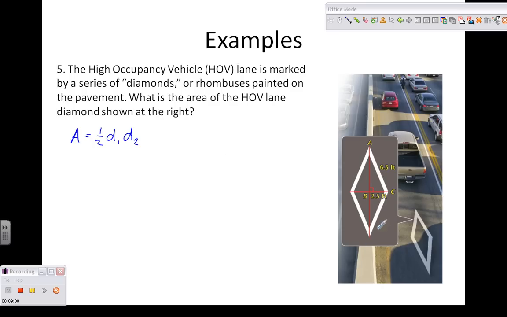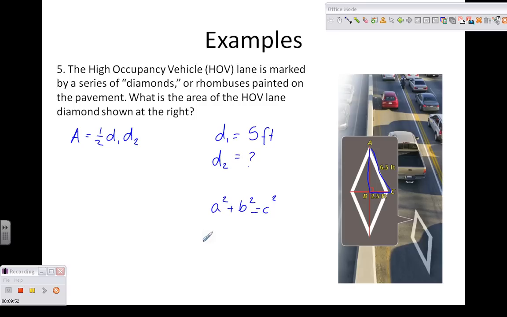Now if I look at this figure where it gives me some information, one diagonal, I have part of it, this half is 2.5. So we'll call that diagonal 1, and since half of it is 2.5, the whole thing is 5 feet. But I need to find diagonal 2. I don't know what that is. What I do know is that this distance right here, the side of the rhombus, is 6.5 feet. Well, if I look just here, this is a right triangle, and I have a leg and a hypotenuse, so I can use that to find the other leg, because if we recall our Pythagorean theorem, a squared plus b squared equals c squared in a right triangle.